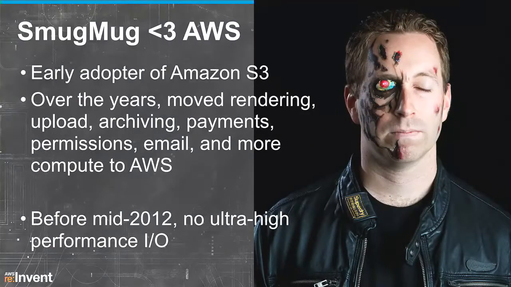So SmugMug, we really love AWS. We're a very early adopter of S3. We started in 2006. We got a cold call from somebody at Amazon just asking our CEO, are you interested in this product? And I think he quoted some number, and he's like, no, it's a little too high. And they called back in a few hours and said, here's a lower number. Are you interested? Yeah, that's great. So you may have heard that story at last year's re:Invent, but over the years we moved our rendering, uploading, archiving, payments, permissions, email, and a lot more into S3, into AWS, and of course all of our photos in S3.